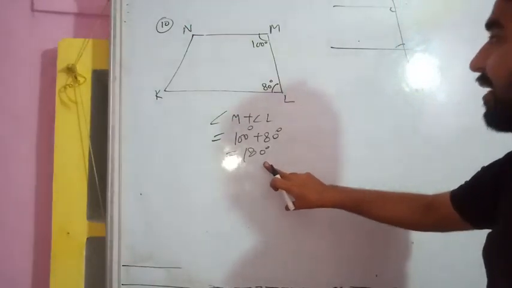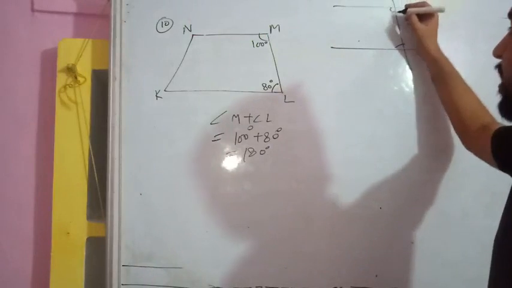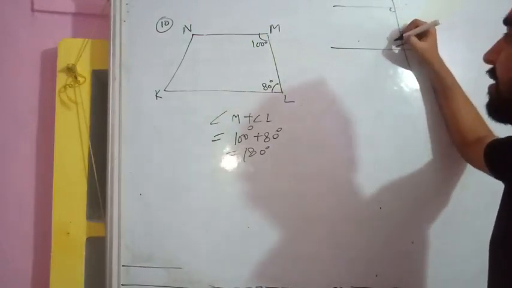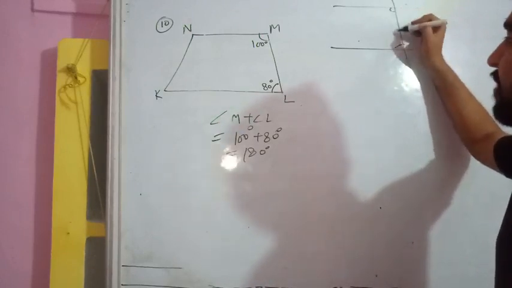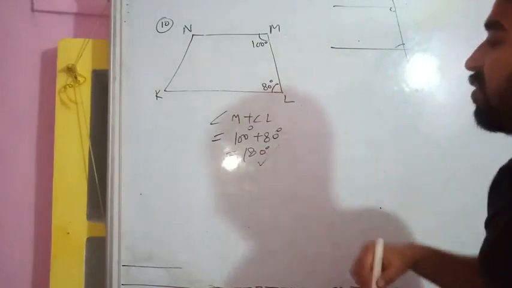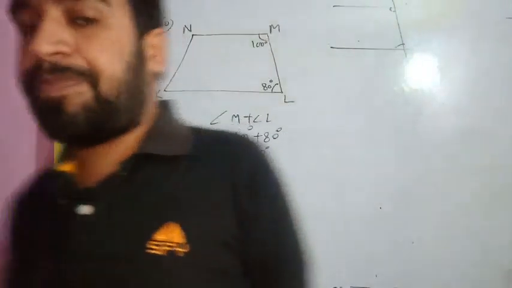And when between two lines one transversal is drawn and the sum of interior angles is 180, then it is the indication that the lines are parallel, as these two angles are co-interior angles, consecutive interior angles. You have studied this in class 7th. So the sum of these two angles we are getting is 180 degree. So that's an indication that NM is parallel to KL.